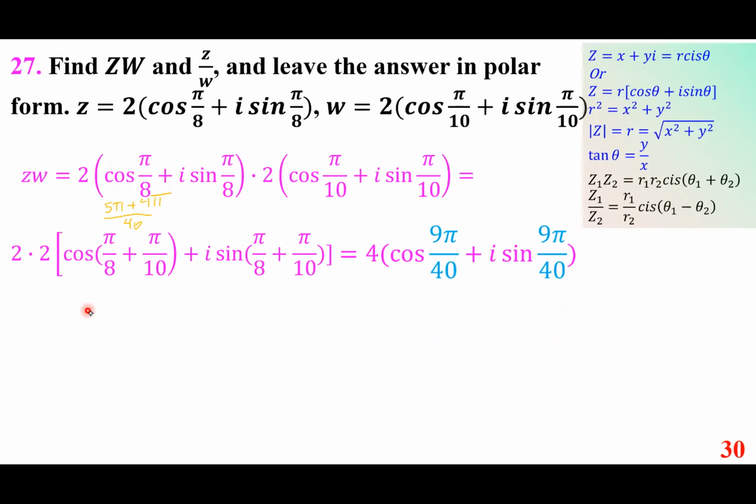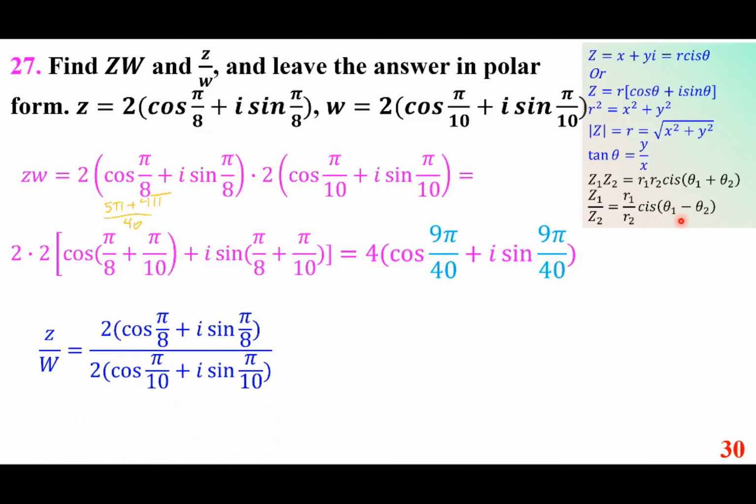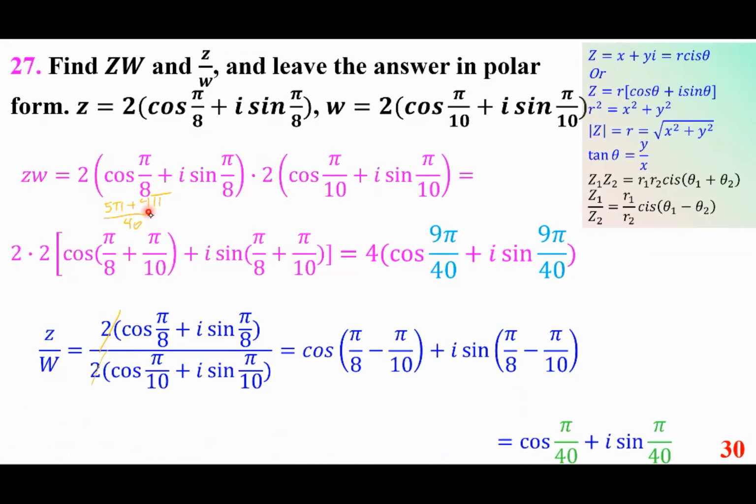Now we want to go with Z over W. And how do you come up with the division? You divide R1 and R2, and then you write the difference of arguments. So 2 over 2 cancel each other. And then pi over 8 minus pi over 10. So 5 pi minus 4 pi. That means pi over 40. And we are done.